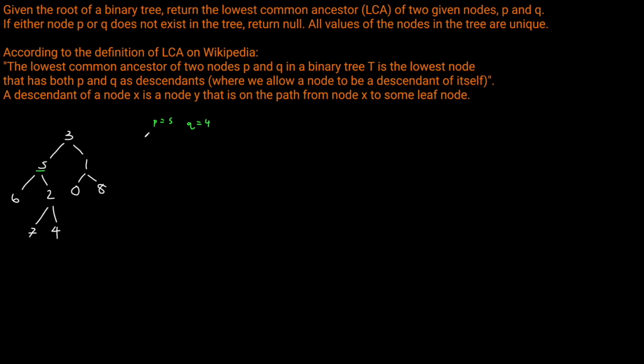So we need to find P or Q in the tree. So we can't just stop here because this node equals the 5. So what we're going to do is explore its left and right children before we make any sort of processing on this 5.